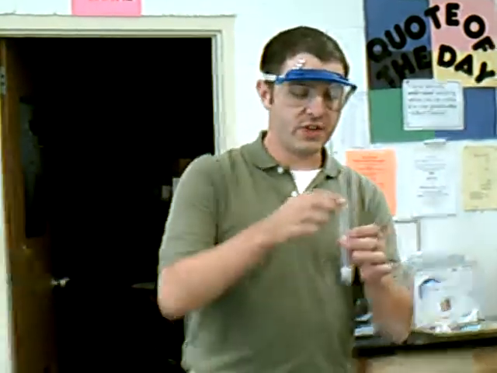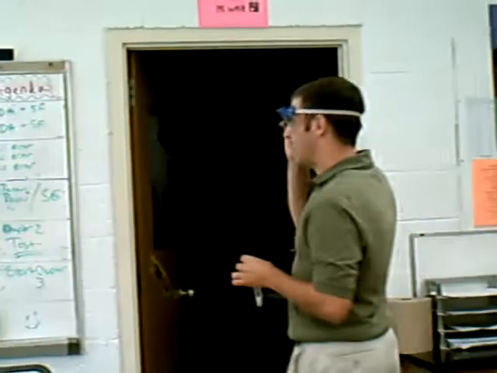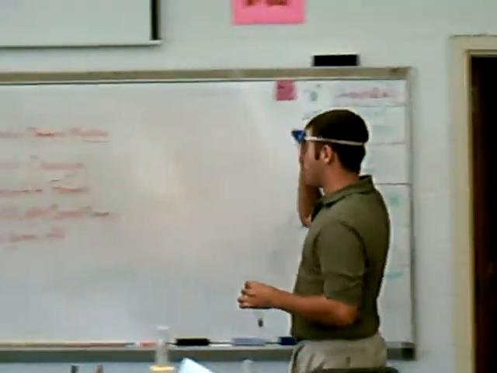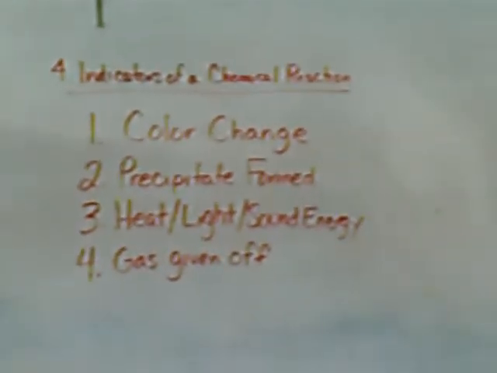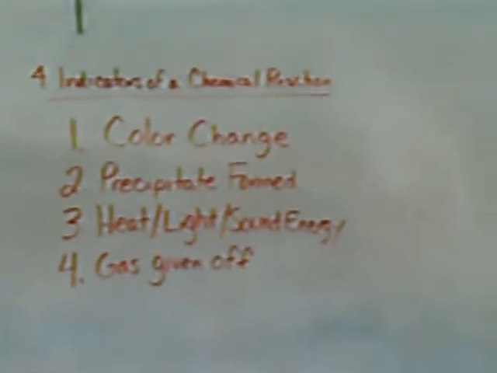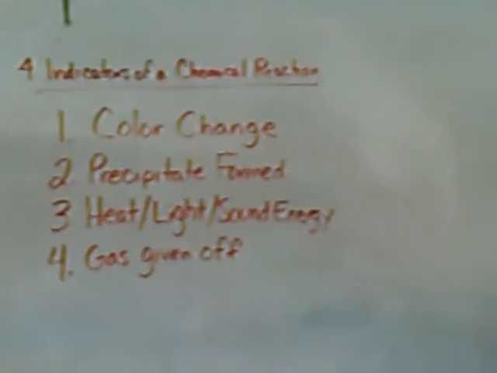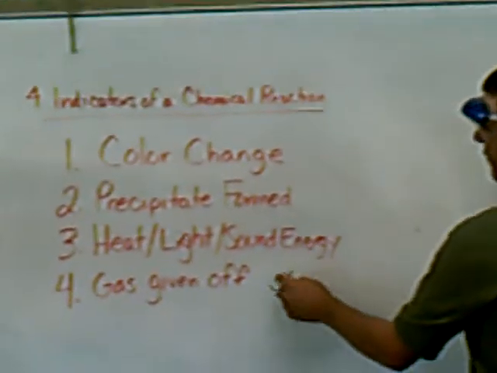There. Okay. So what we've seen here is a bunch of different things, and I'm going to hold on to this because I got to dispose of it in a minute. But most importantly, we're going back to 4 indicators of a chemical reaction. Color change, precipitate form, heat, light, sound, energy given off, and gas given off. Well, here's what we saw. We witnessed, we observed gas given off.